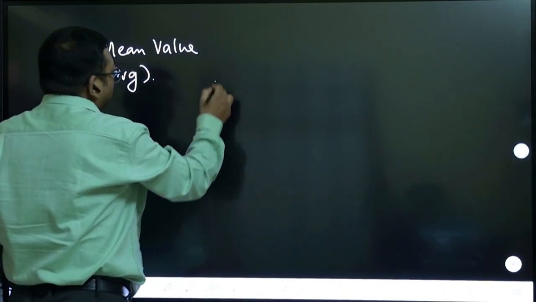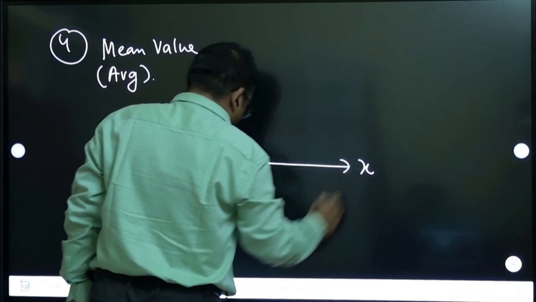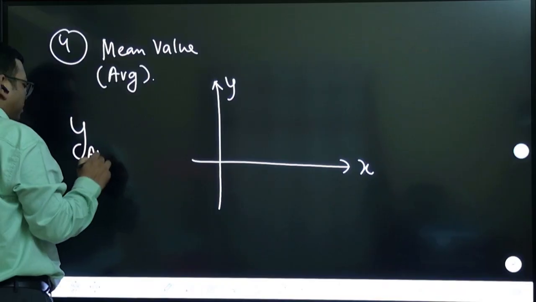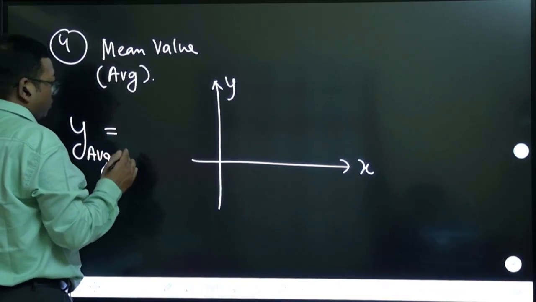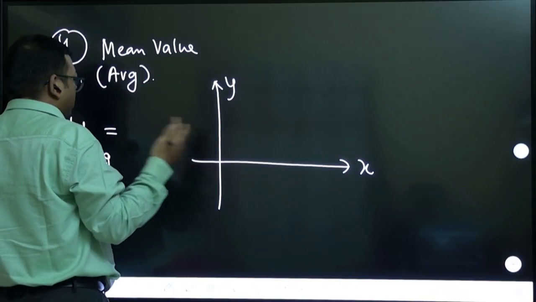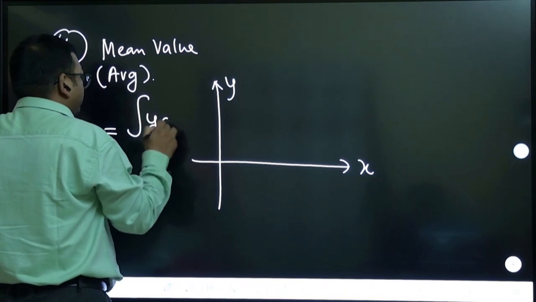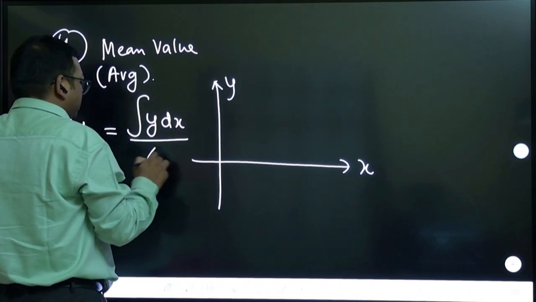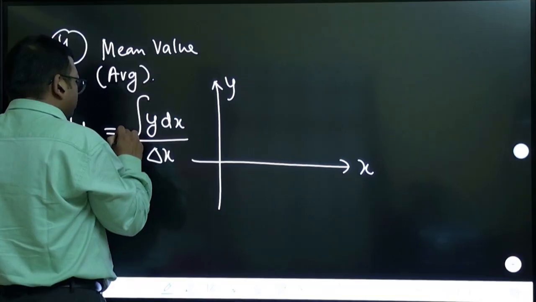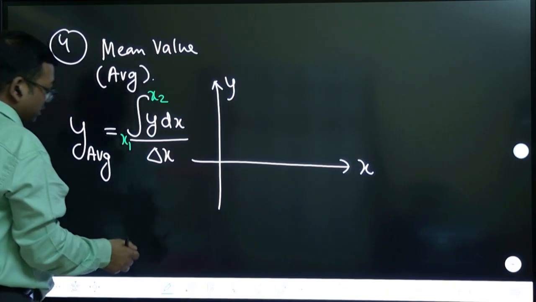So suppose, for example, we are discussing a graphical concept in graphs. From a graph, how can we understand the mean value of y, or the average value of y, over an interval where y is changing? This will be the integration of y dx divided by delta x, and here the interval is from x1 to x2. Lower limit is x1, upper limit is x2, so delta x is nothing but x2 minus x1.